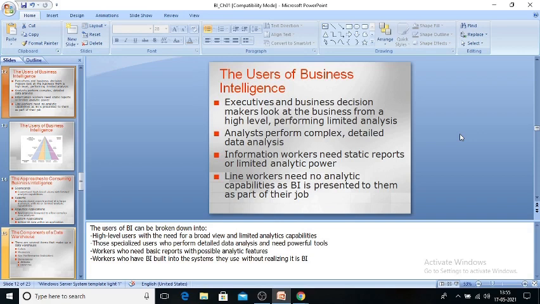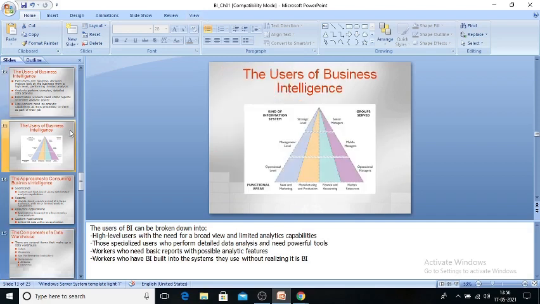And next come executives or business planners. If a particular branch is doing well, they have a set of plans for that. If a particular branch is not doing properly, it is underperforming, then they have different plans for it. They collect the reports and make the plans. This is how the different users exist in the business. We're going to discuss the users of business intelligence in detail.